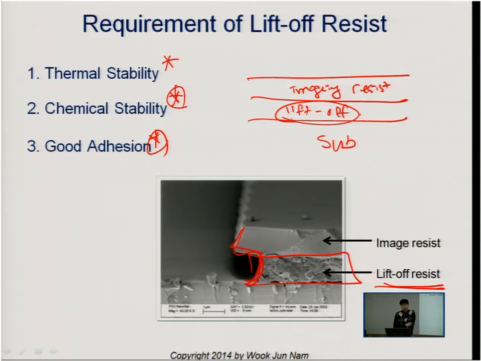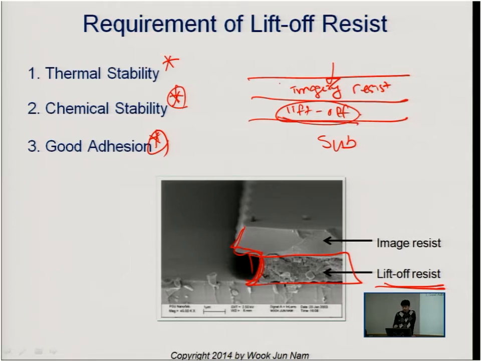Lift-off resist in most cases is not photosensitive, but your imaging resist is. So what happens is, after coating the imaging resist, we need to do the soft bake. If the lift-off resist is not thermally stable, during the soft baking process these two resist layers can be mixed up, which we don't like.